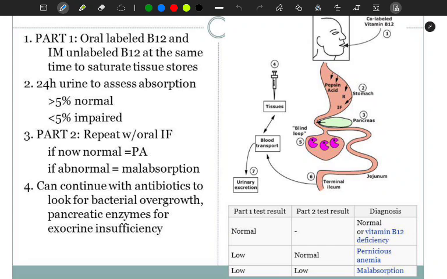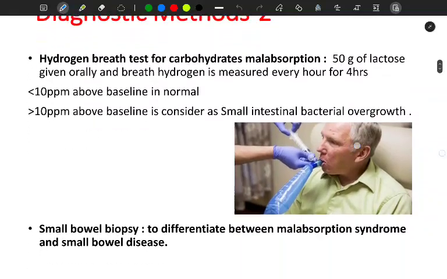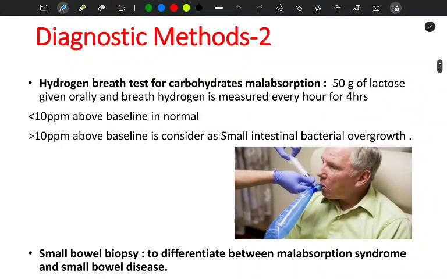Another diagnostic method, the hydrogen breath test for carbohydrate malabsorption. We give 50 grams of lactulose orally, and breath hydrogen is measured every 4 hours. Less than 10 parts per million over baseline is normal. More than 10 is considered bacterial overgrowth, because it's fermented within the intestine and the hydrogen will appear; the bowel will increase the hydrogen level.